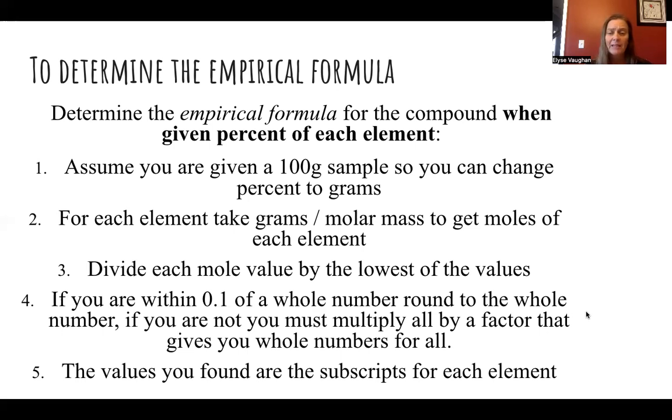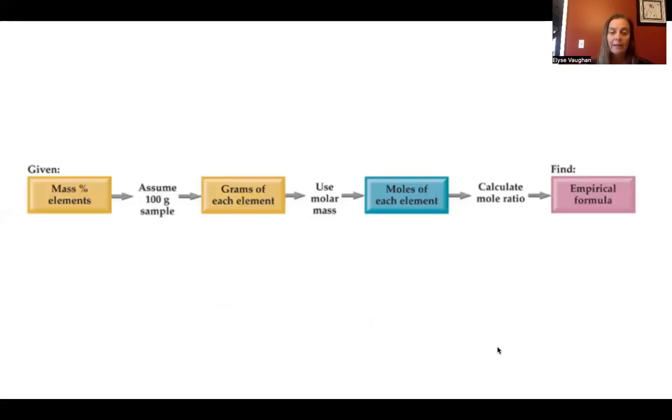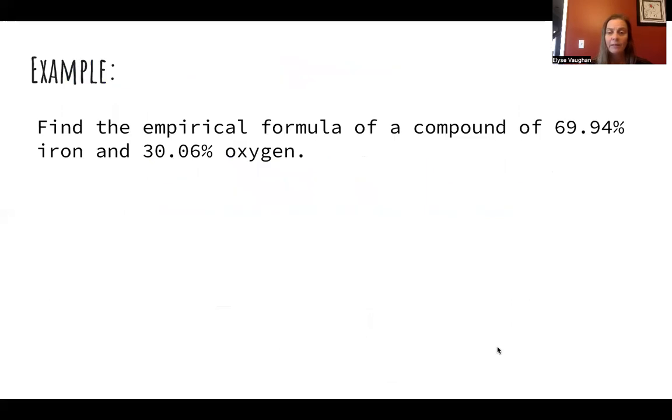And if we're within 1/10 of a whole number, we can round to that whole number. If not, we have to multiply by a factor that gives me whole numbers for everything. And we have to multiply all of the numbers by that factor. And then the values that we've just found become the subscripts for each element. So let's take a look at a practice problem like this.